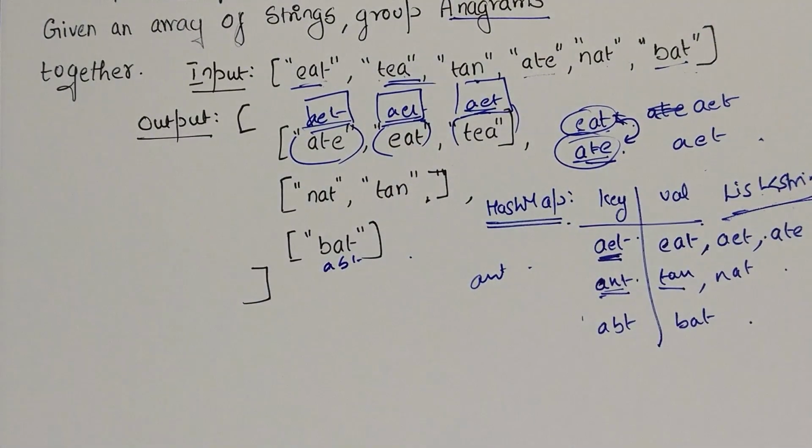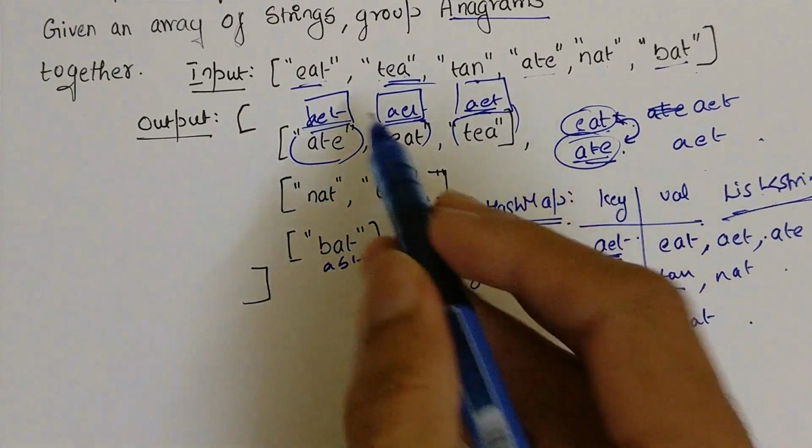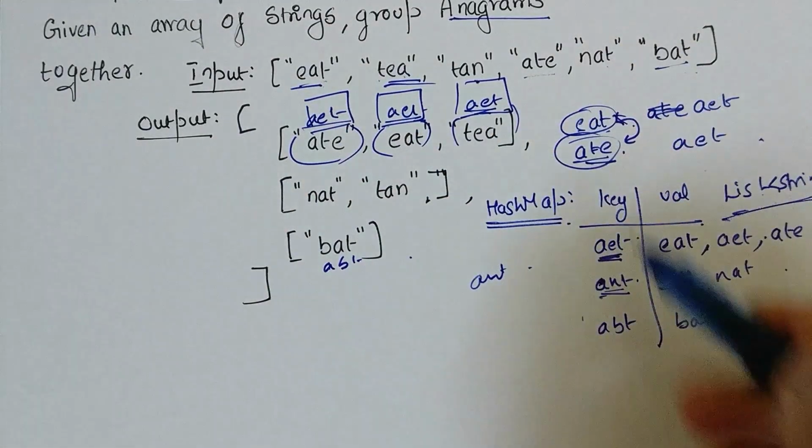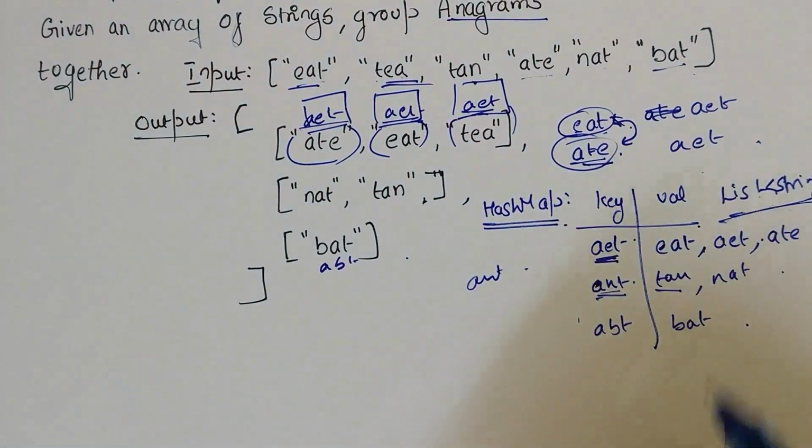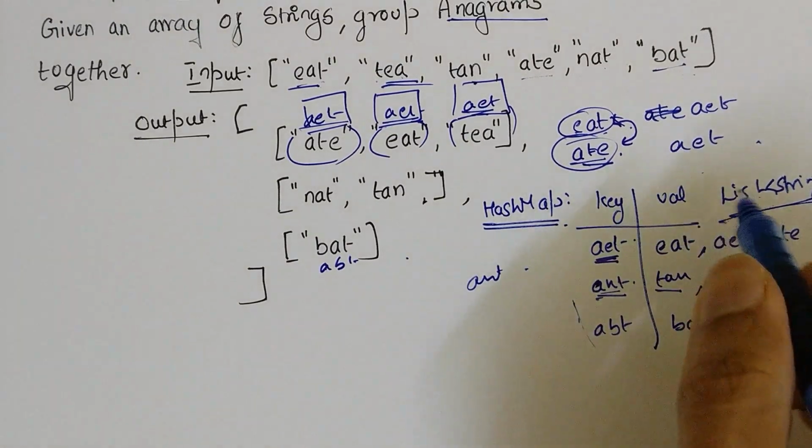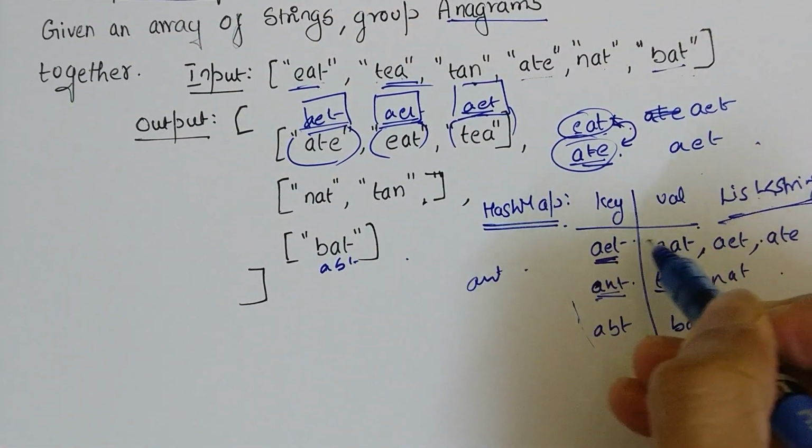So we have put all these elements in one iteration into a hash map. Now what we can do is iterate over this hash map and make a list from all these things.